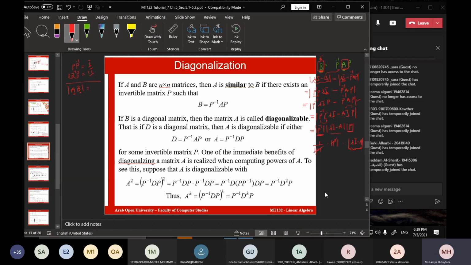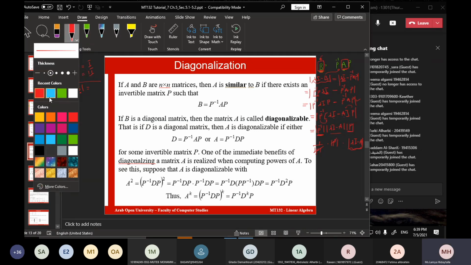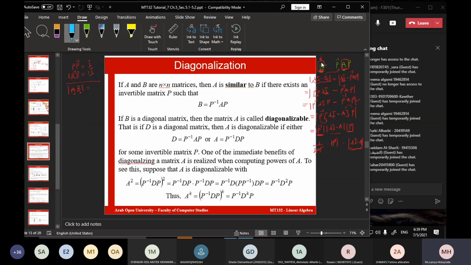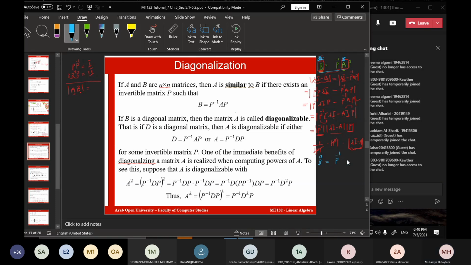Not only that, but also, a new statement. If these are similar, then B square and A square are similar, and B cube and A cube are similar. So to any power. If B and A are similar, then B to the power N is similar to A to any power N. That means I can easily calculate, for any power of A, the corresponding eigenvalues. Okay, first, let's prove that this is true.